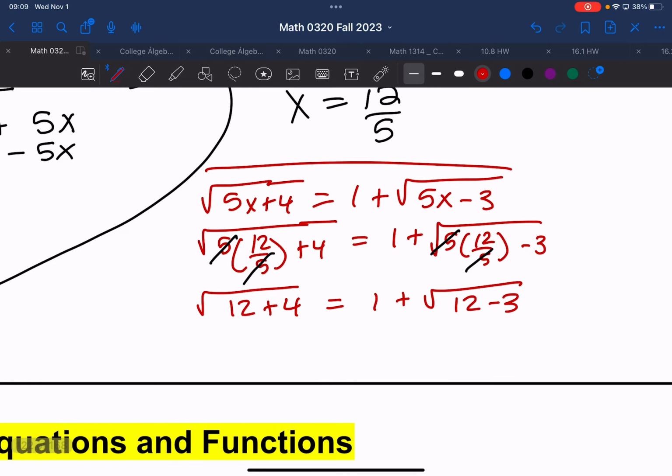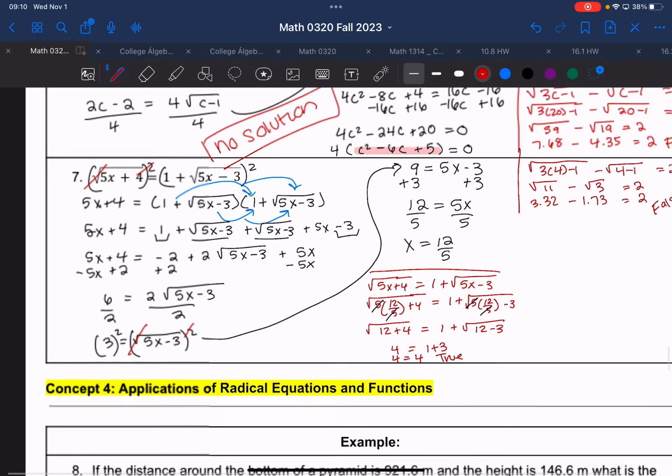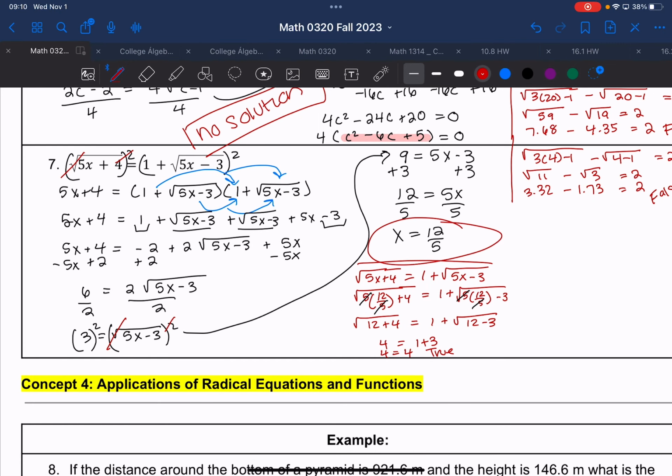12 plus 4 is 16. And what's the square root of 16? 4 equals 12 minus 3 is 9, and the square root of 9 is, so 1 plus 3. So I have 4 equals 4, which is true or false? True, so that means my answer is 12/5. This is part of it.